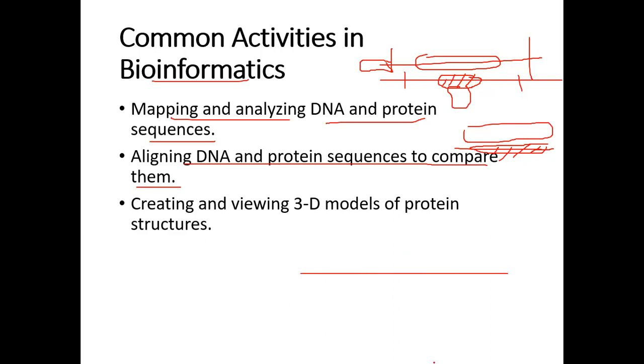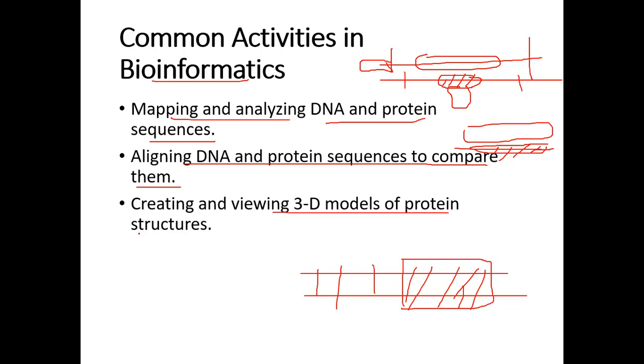We just keep the first DNA here and the second DNA in the next row, and then compare the components. If there are similar regions, it means you may also have the particular disease in future. So aligning DNA and protein sequences is a process something like that. And creating and viewing 3D models of protein structures.